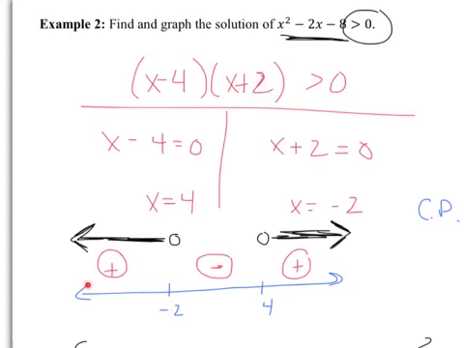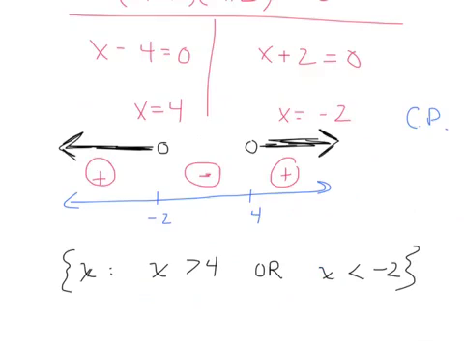So since our problem asks for when this quadratic is greater than 0, we want the positive regions, which are these regions right here. And therefore, the solution set looks like the following. x greater than 4, which is this region, or x less than negative 2, which is this region. Open circles, because we're just greater than or less than here.